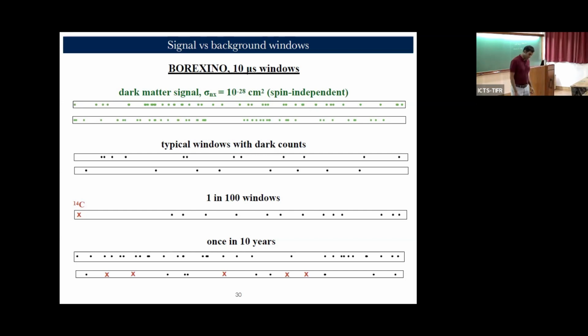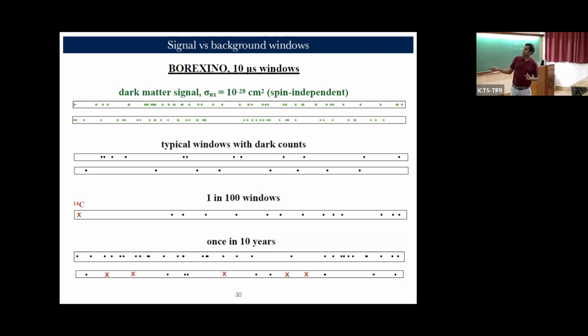Now, these liquid scintillators have some contaminants despite a lot of distillation. One of them is carbon-14. I don't remember the half-life of carbon-14, but given the abundance of carbon-14 in the detector, 1 in 100 such 10 microsecond windows would look like this with the carbon-14 deposition, okay? But it deposits much higher energies than the dark matter signal.